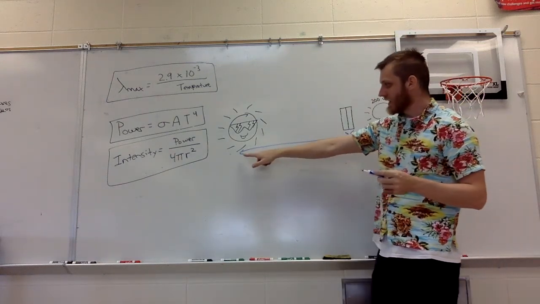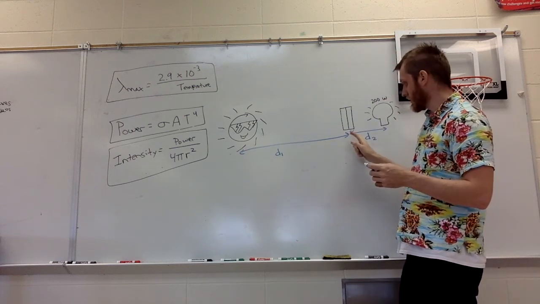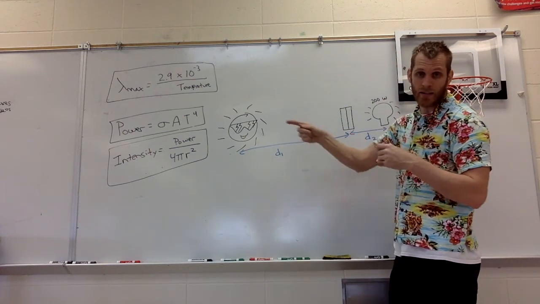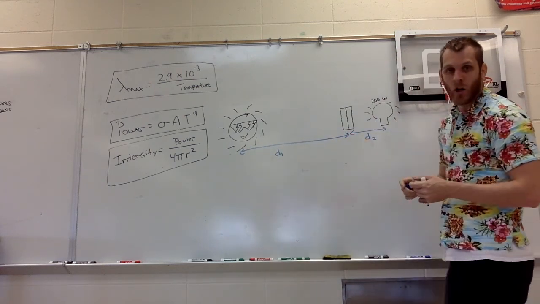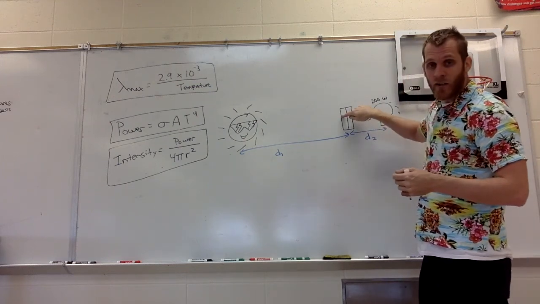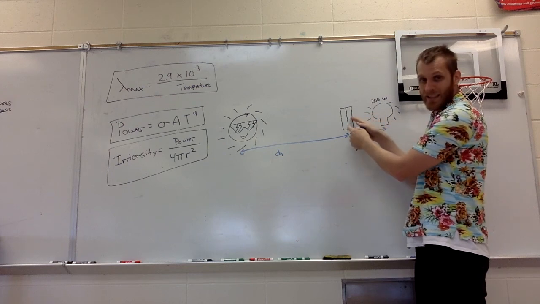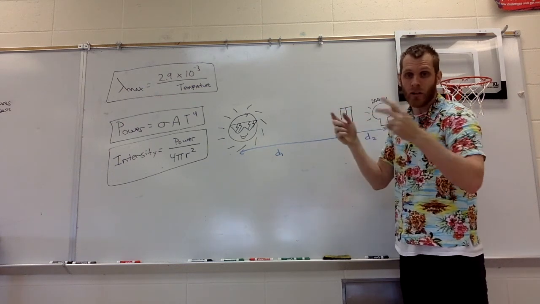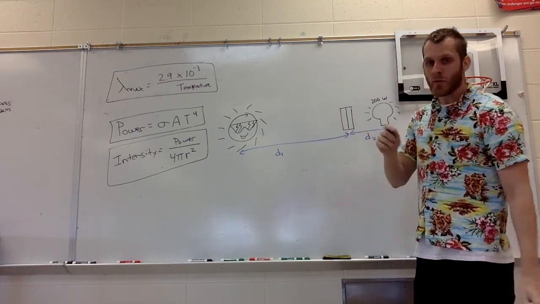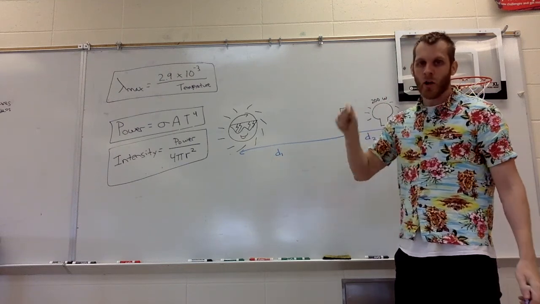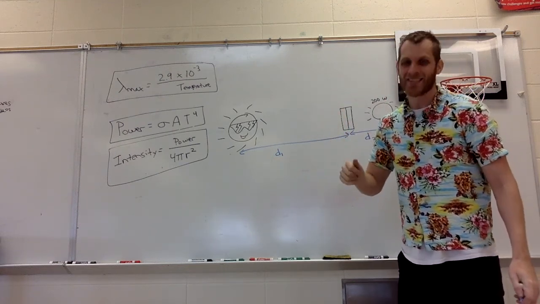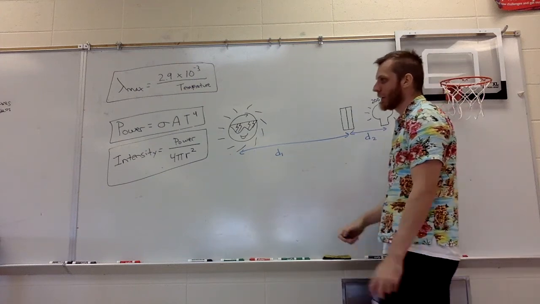Now, I labeled the distance from the center of the sun to the center of this wax bar as D1, that's distance 1, and I labeled this as D2. And what we found is the wax bar is showing us that the intensity of light getting to this wax bar is the same intensity of light as getting this bar, because they're equally bright. What we want to do is use this information to figure out what is the power of the sun. So we'll start with that.